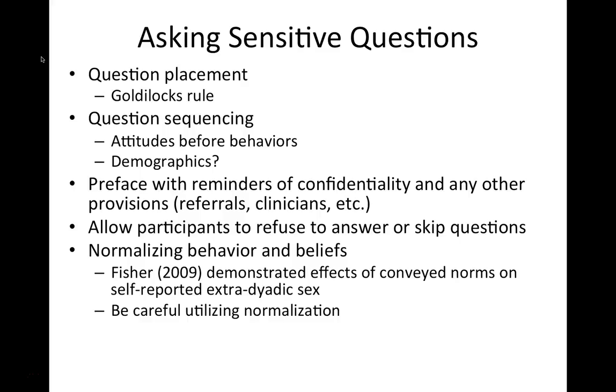There's a great article by Fisher that demonstrated the effects of conveying specific norms on self-report of extradyadic sex. They did this great experimental study where they had a confederate participant. So they had two participants come in at the same time. One was a real participant, one was a fake participant, or a confederate. And the research assistant would pretend like they recognized the confederate and say, "Oh, yeah, I know you. You used to be dating so and so, right?" And the confederate would say, "Oh, yeah, we used to be dating, but I cheated on them, and so they broke up with me."